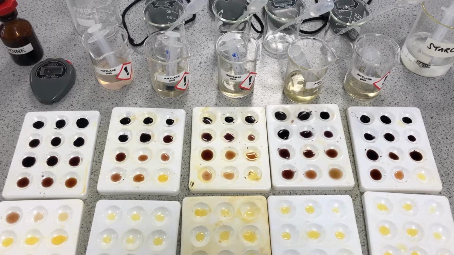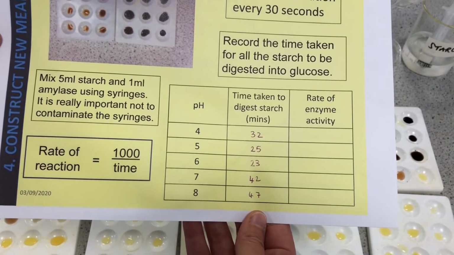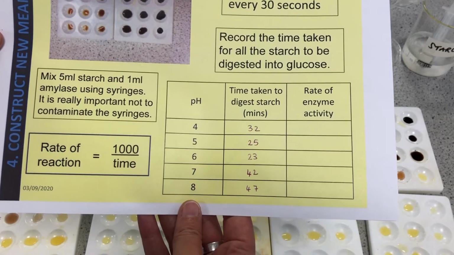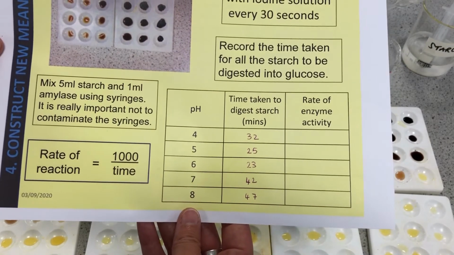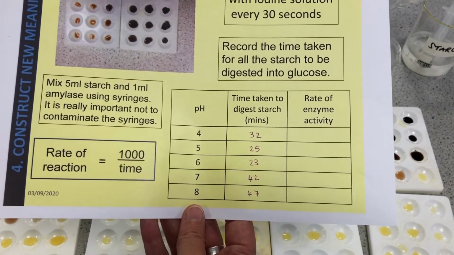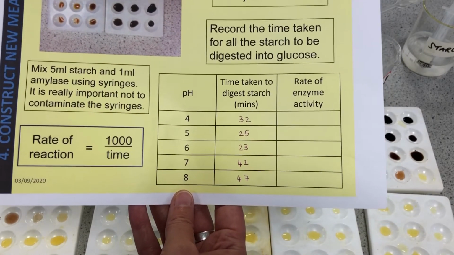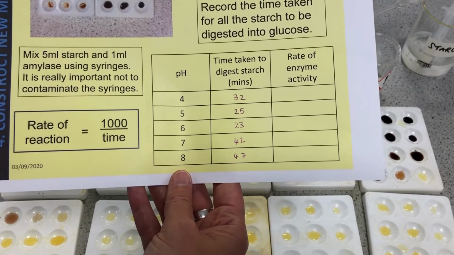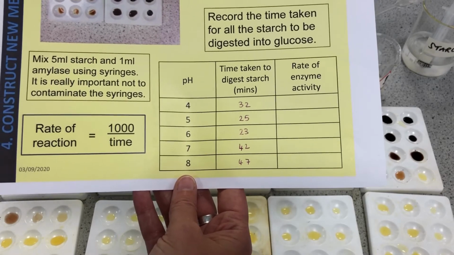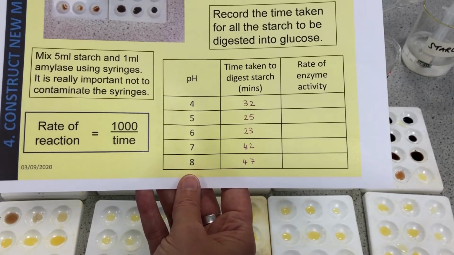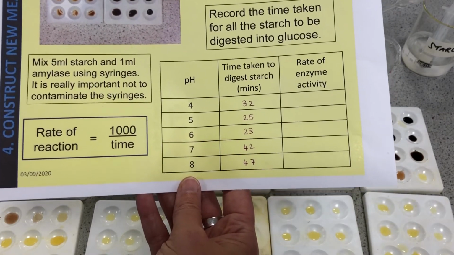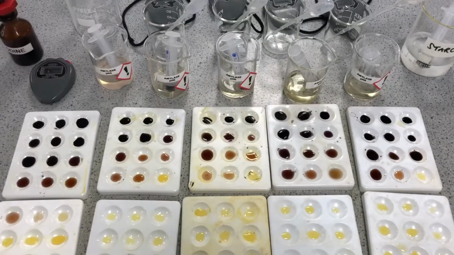to work out the optimum pH. Here are the results we've got, and we can see that the optimum, with the shortest amount of time to digest all the starch, was 23 minutes, which was pH 6. The worst pH was 8, so we've probably got beyond 8 and above. A more alkali solution of amylase would probably just denature due to that high pH. We'll have a look at calculating the rate of reaction, and then you can do some graphs in class.